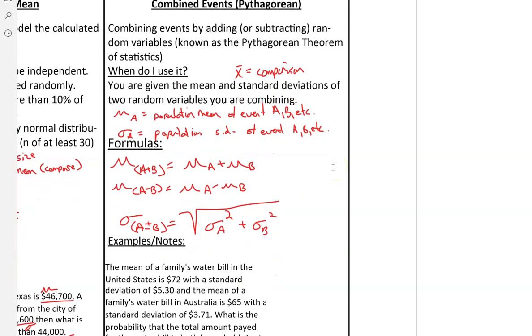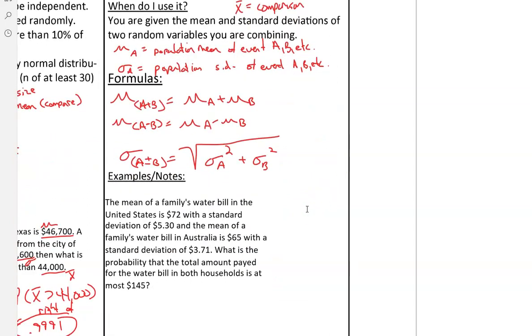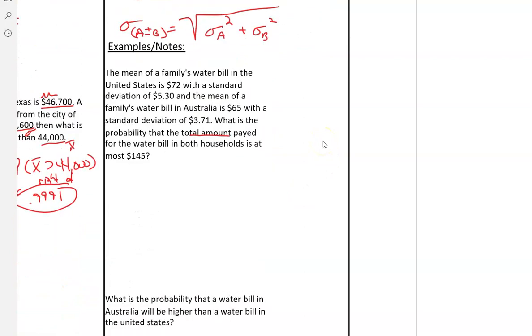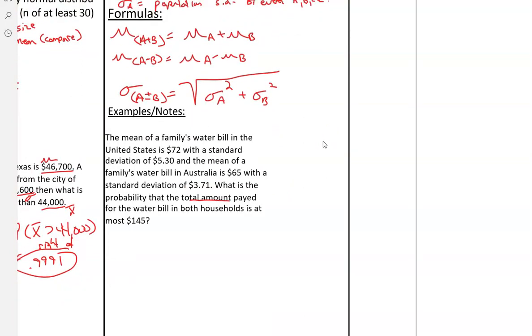So let's take a look at an example problem here. The mean of a family's water bill in the United States is $72 with a standard deviation of $5.30. And the mean of a family's water bill in Australia is $65 with a standard deviation of $3.71. So what is the probability that the total amount paid for the water bill in both households is at most $145? That total amount tells me that I'm adding the two. So I need to find the mean and standard deviation of these added together.